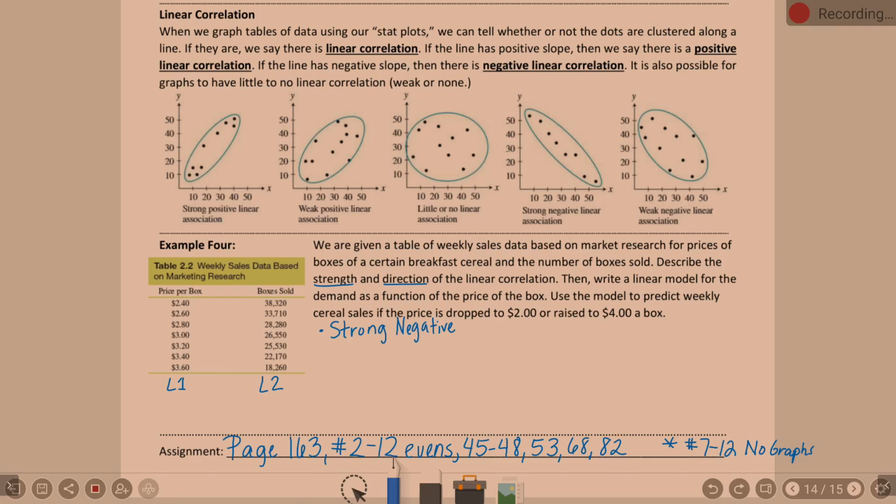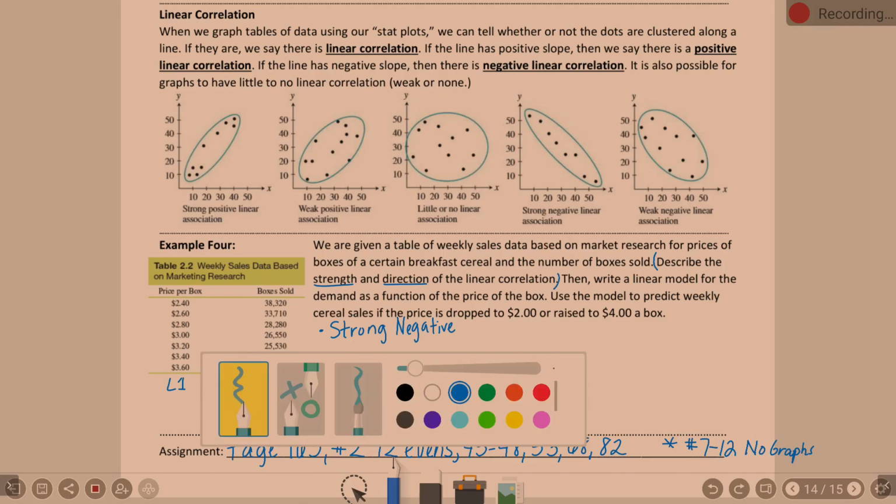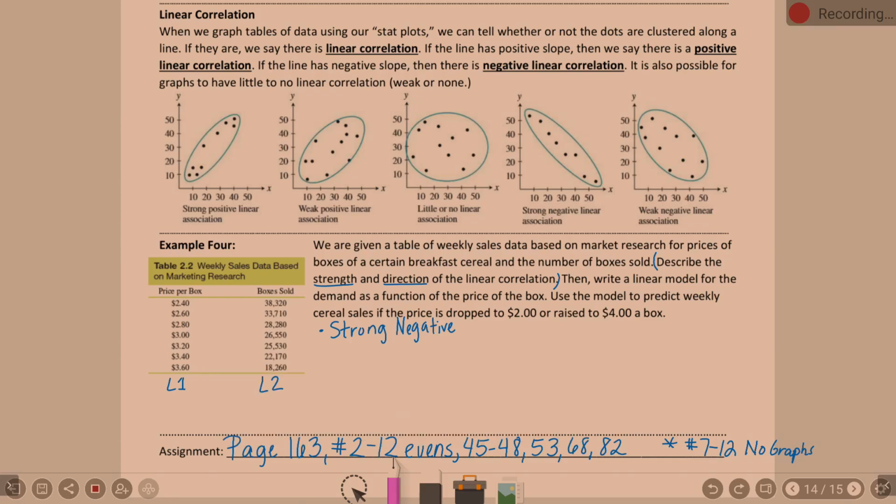Now it asks us to write a linear model as a function of the price of the box. It is find the slope and y-intercept, but here's the deal. We're not going to do it. The calculator's going to do it for us. Okay? So how are you going to have to write along?